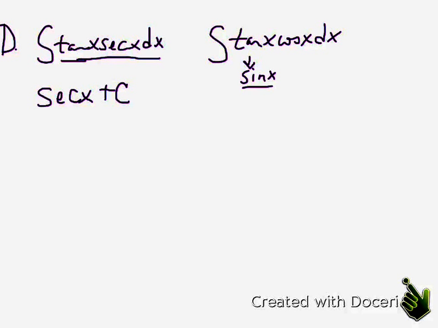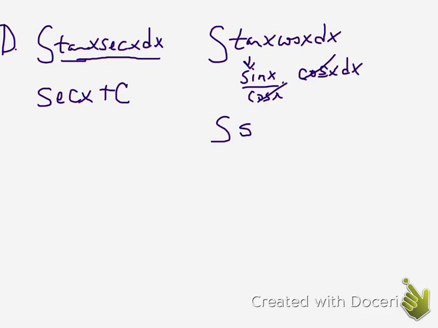Right, the second one, here I do have to do some trig work. I need to rewrite tangent. Remember, it is sine over cosine. So this will make 1, so this turns into just the integration of sine x again, which will be the opposite of cosine x plus c.